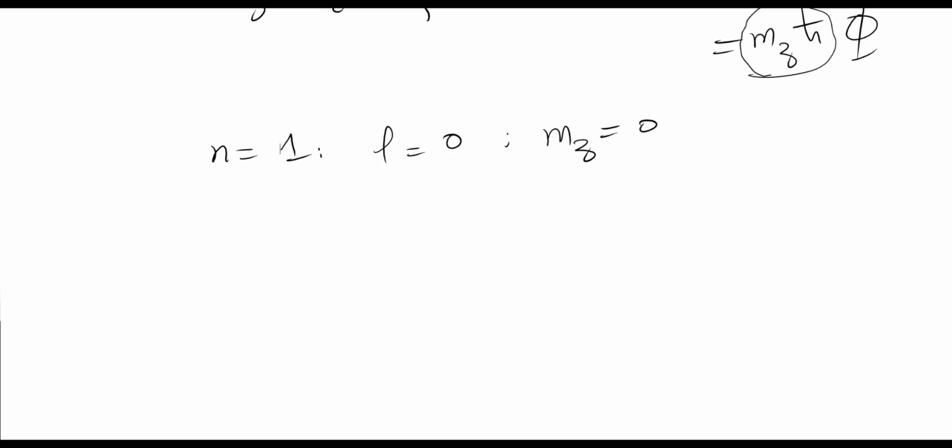Okay, let's take the case of n equals 2 now. That is interesting. n equals 2. We have two possibilities. Either L is equal to 0 or L is equal to 1. Remember, it's 2 minus 1, which is 1. So in this case, mz is equal to 0.